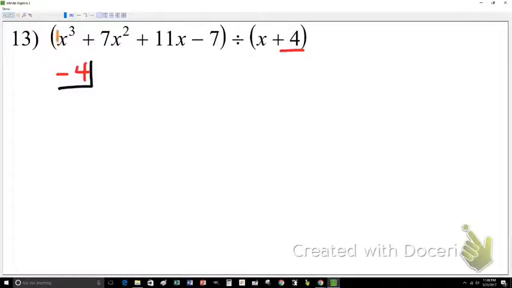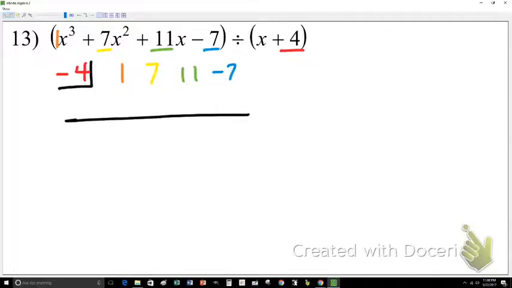So we have our leading coefficient of 1, we place right there. The next number that we have is 7 there, so we're going to put that there. And next we have 11. And the last number there is negative 7. Okay. Then we just go ahead and we draw a line, keep everything neat, and we bring down our first number, and then the process repeats over and over again.